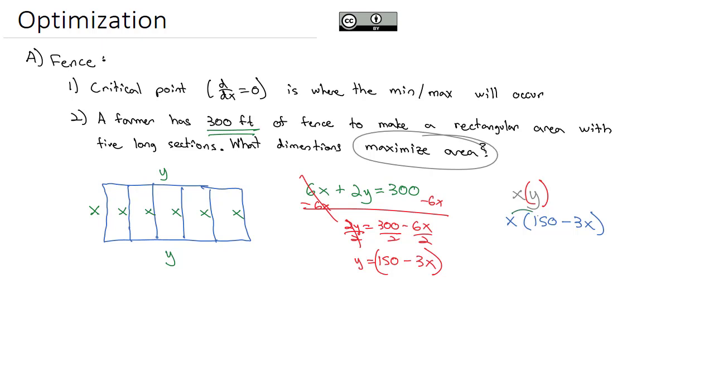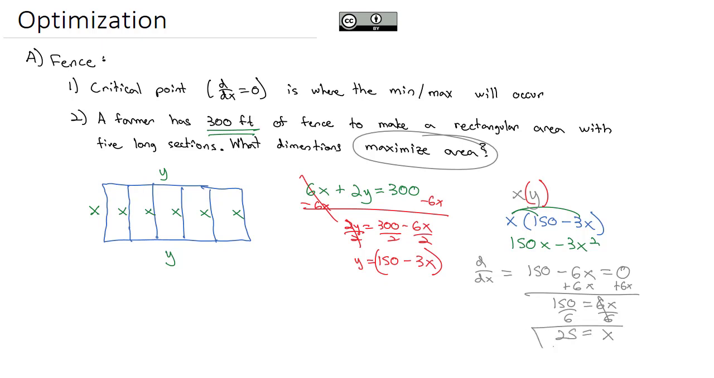Before we take the derivative, though, we're going to distribute the x through to make this easier. It's going to be 150x minus 3x squared. And then we can take the derivative of this and set that derivative equal to 0. Well, the derivative with respect to x is equal to 150 minus 6x. If I set that derivative equal to 0, that's going to be my critical point. Adding 6x to both sides gives me 150 equals 6x. And dividing both sides by 6 tells me that x is equal to 25.